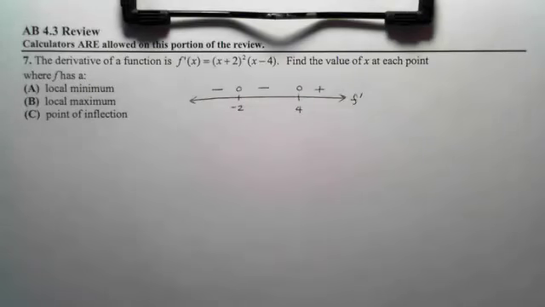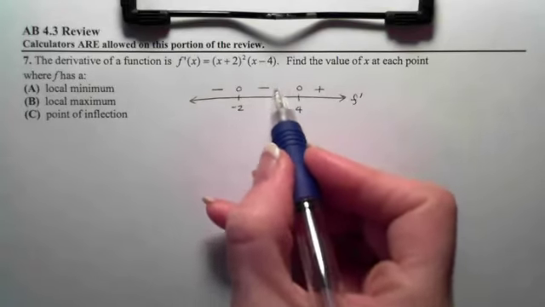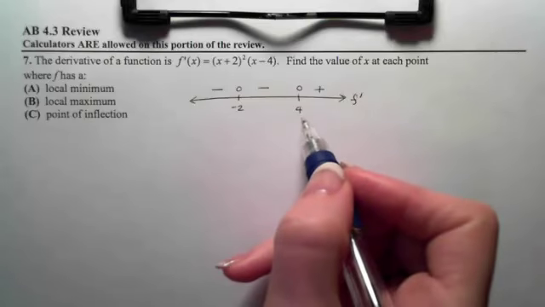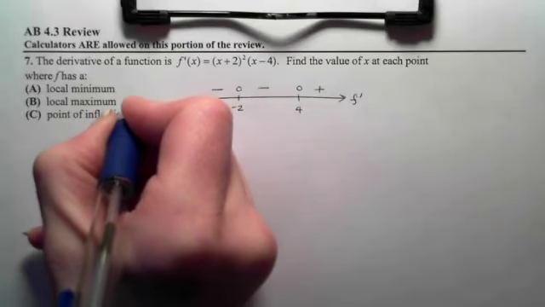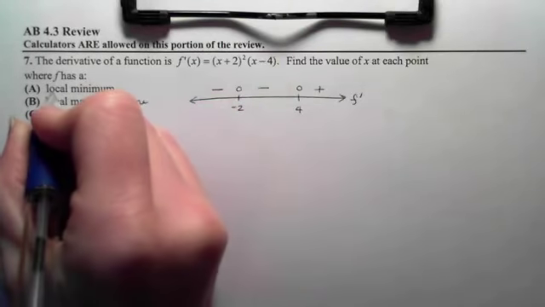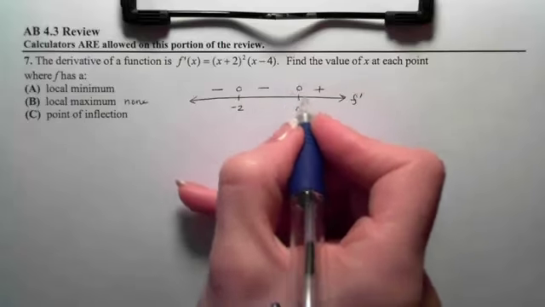Looking at this picture, we can see that the only extreme value I'm going to have is at x equals 4. So I will not have a local max at all. But the value of x at which I have a minimum will be x equals 4.